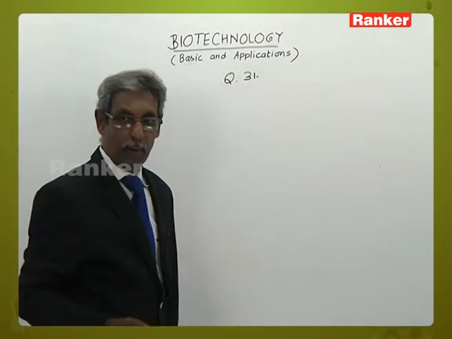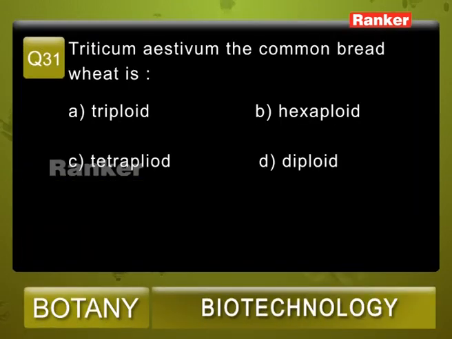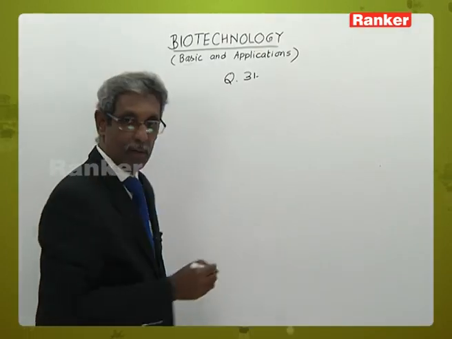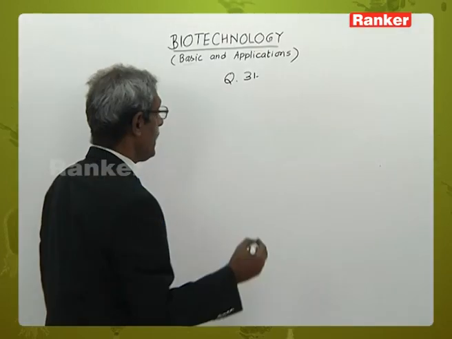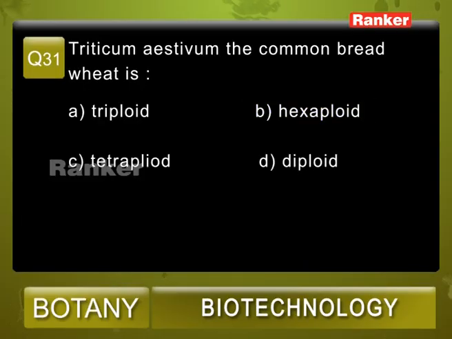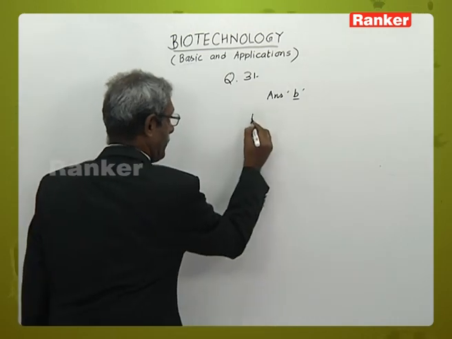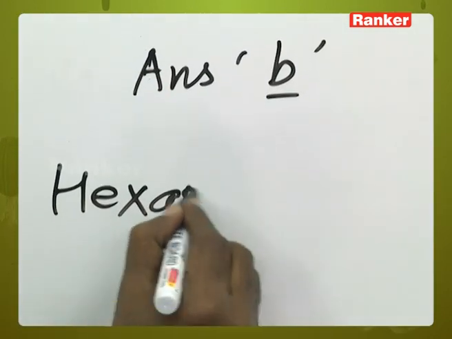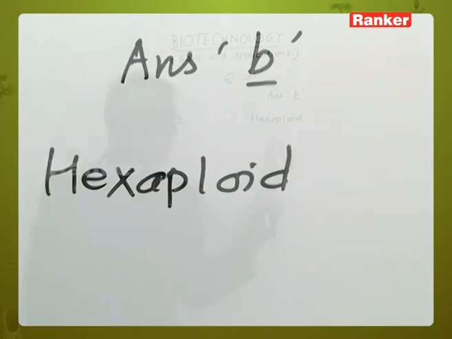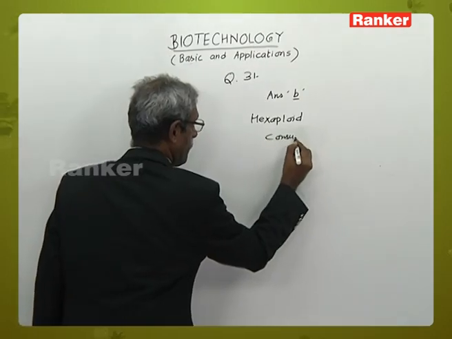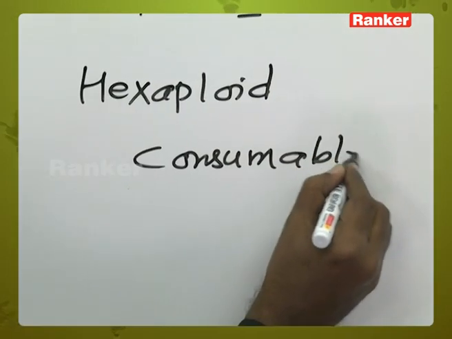Next is question number 31. Triticum aestivum, the common bread wheat, is a hexaploid. So already we know this. 31, answer is B. Common bread wheat, Triticum aestivum, is a hexaploid. So hexaploid wheat is consumable.